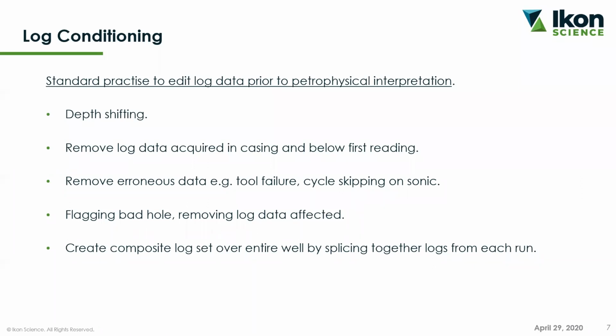The things that normally are done are depth shifting, removing log data acquired in casing and below first reading, removing any erroneous data, so any tool failure, cycle skipping on the sonic and so on, flagging any bad hole and removing the data affected by that bad hole, and creating a composite log set over the entire well by splicing together the logs from each run. So you have one continuous log for each type. That's the standard workflow that a petrophysicist should follow prior to actually doing any petrophysics or anything else with those logs.